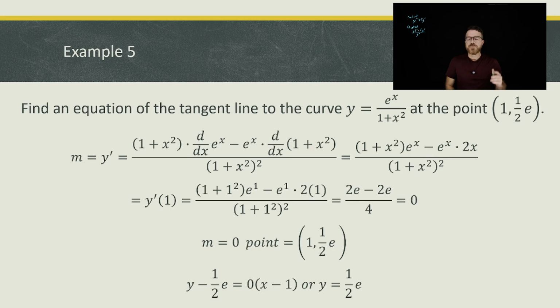For my next problem, I want to take the function y is equal to e to the x divided by 1 plus x squared. And I want to find the equation for the tangent line at the point 1, 1/2 e. So to find the tangent line, the first thing we need to do is figure out what the derivative is. That's going to give us our slope.